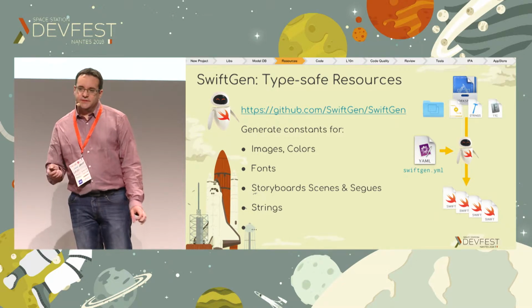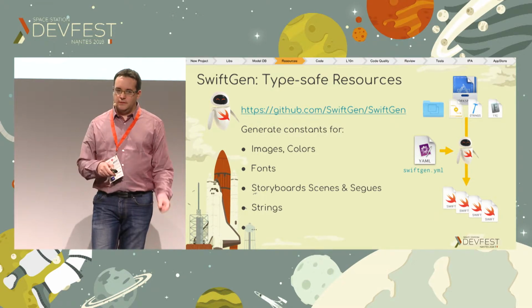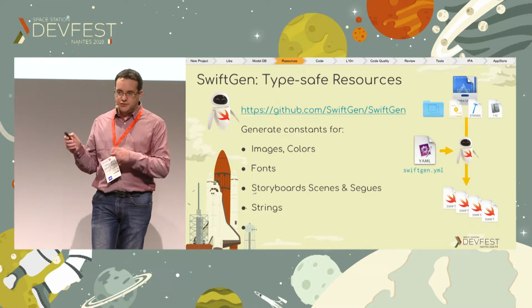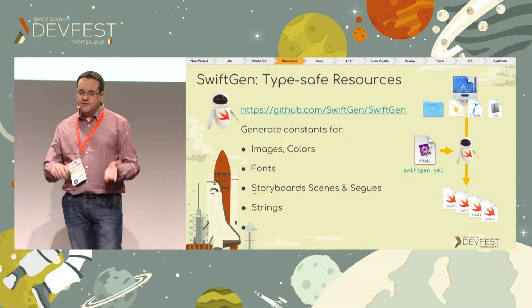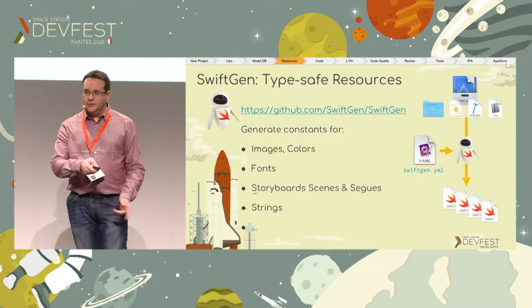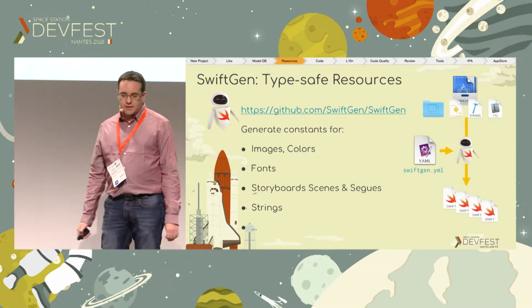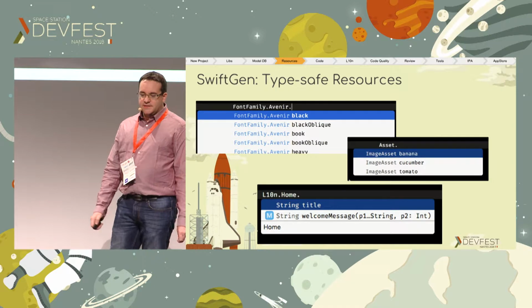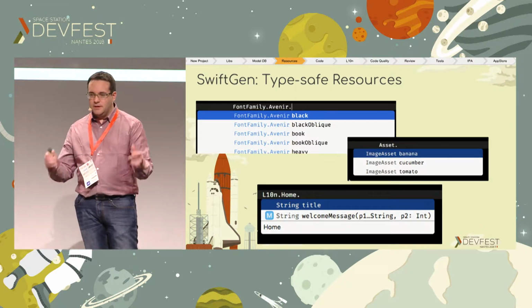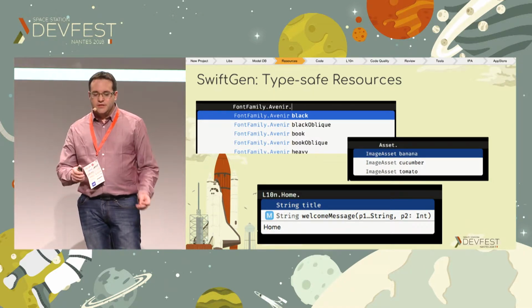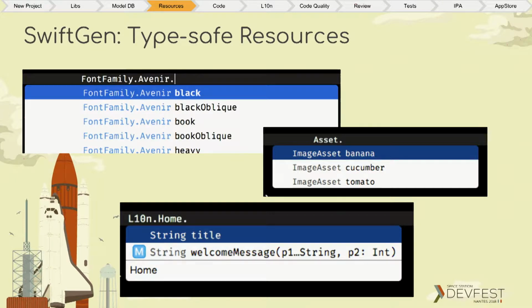So the constant is not just a constant with the string as a content. It's directly a constant that will return a UIImage or color or font. And that means that once you have the constant in your IDE, you can just type, for example, font family, dot, and the autocompletion will list all the custom fonts that you have in your project. And then you choose the font Avenir and dot again, and you'll have all the variants of the fonts.